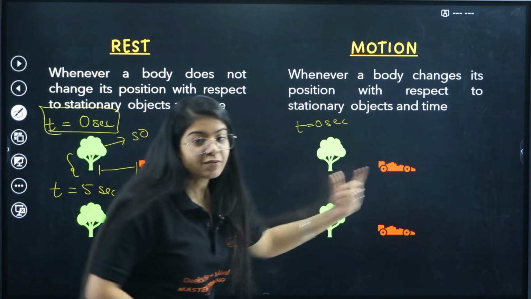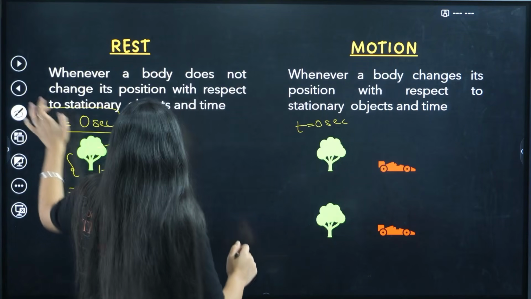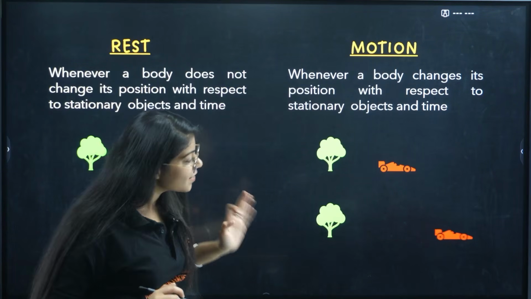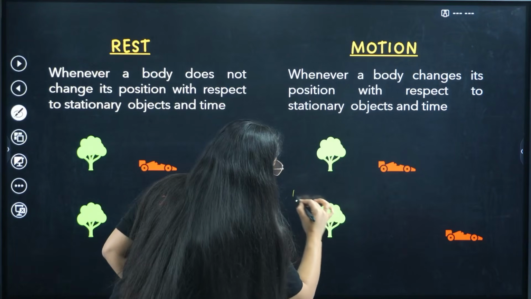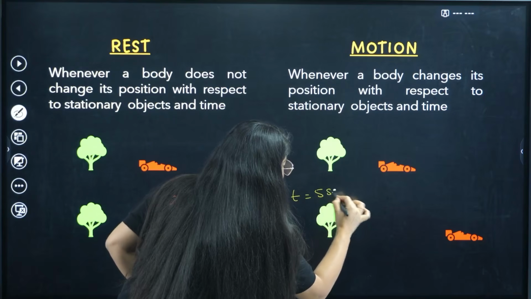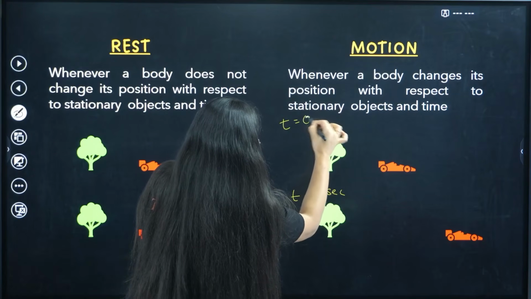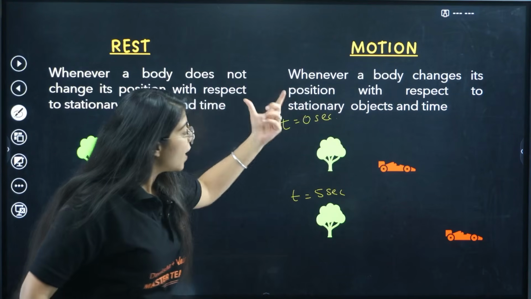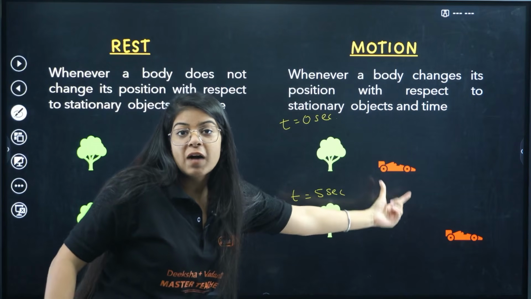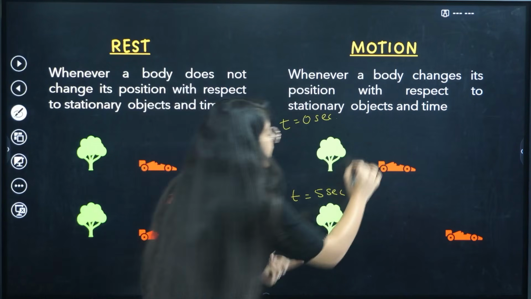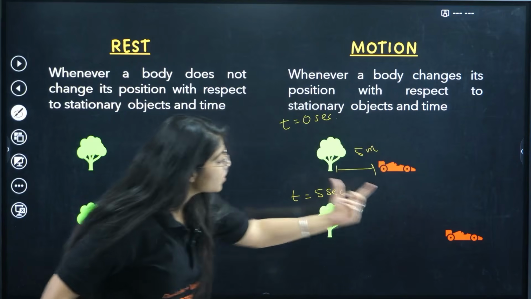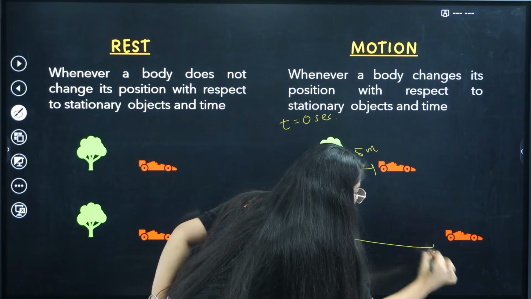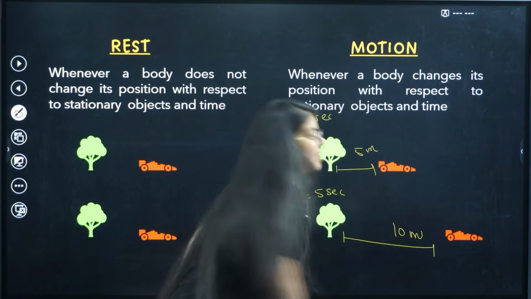This is the distance of the car from the tree. But after 5 seconds, the car moved. So this is t equals 5 seconds. This was t equals 0 seconds. At 0 seconds, the position of the car with respect to the tree was, let's say, 5 meters. But now, after 5 seconds, the car moved a distance of 10 meters.